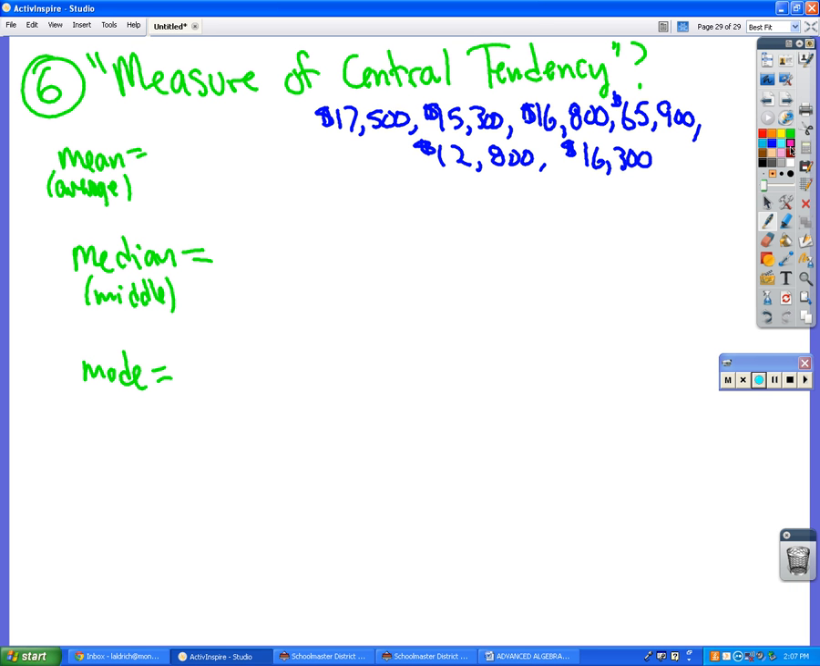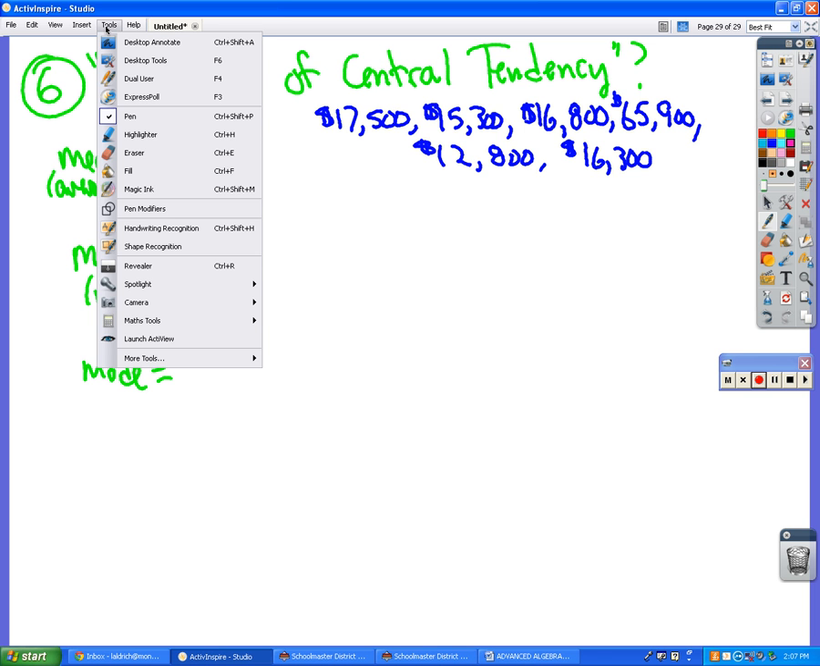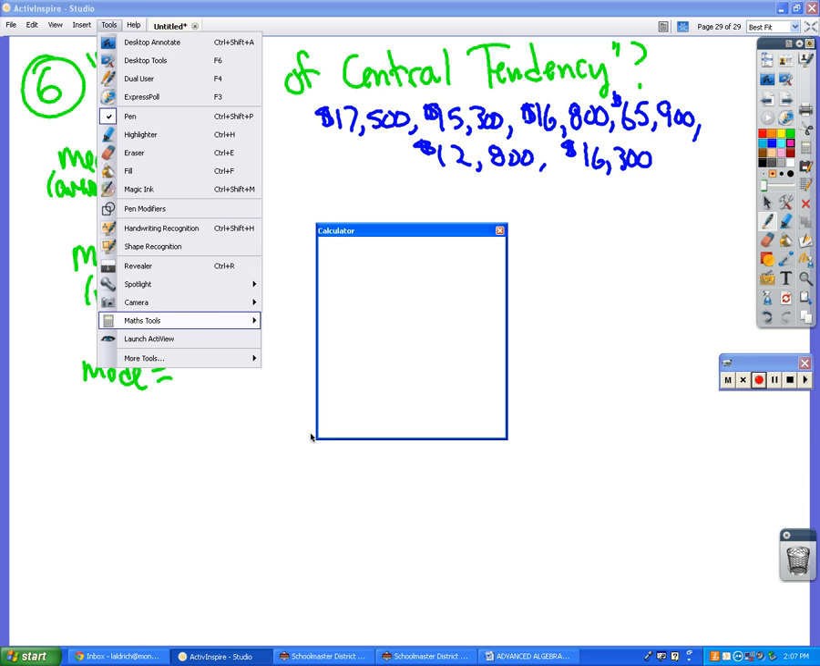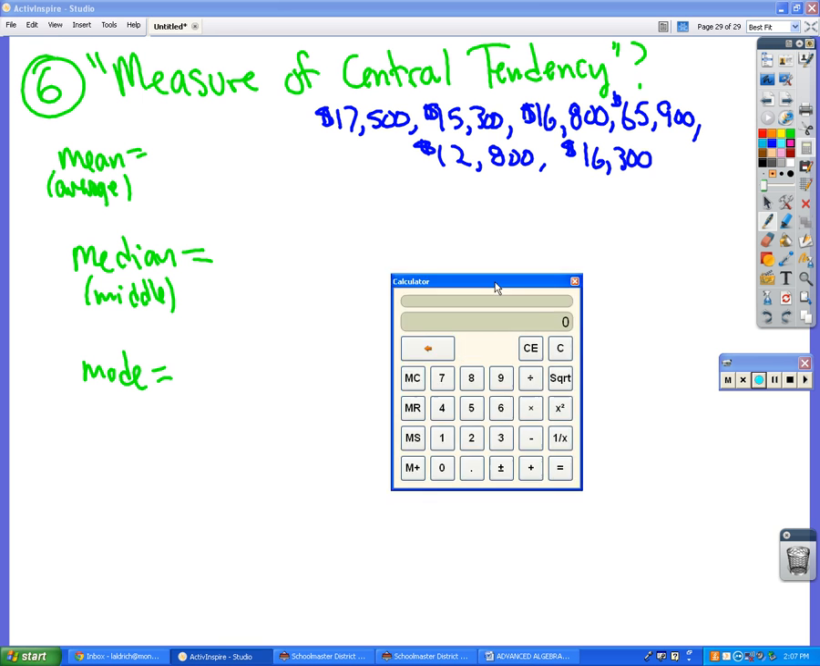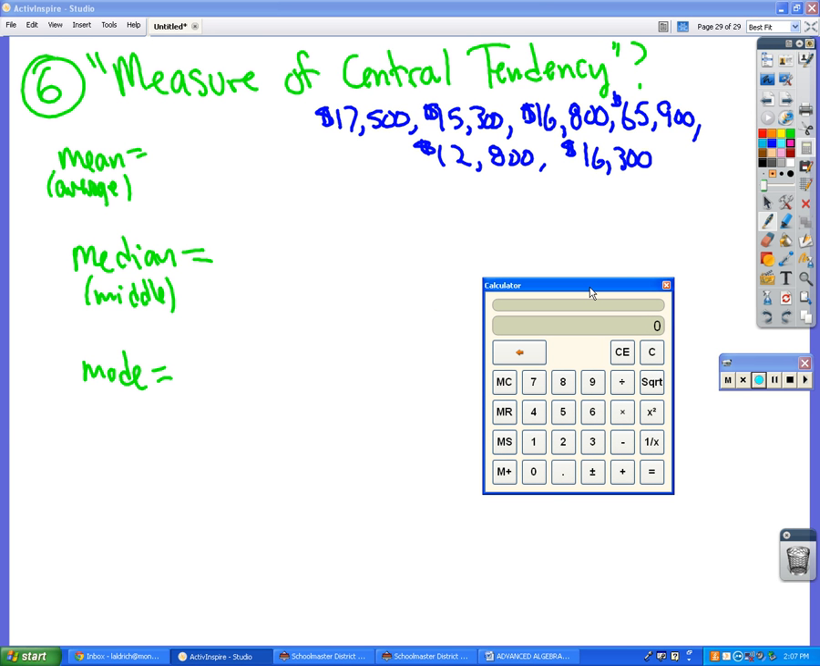Not what is it, how do I find it, Carlita? Add all the numbers up. Okay, slow down, going too fast. Hold on, wait. Just hold on, stop. Gosh, you're making me screw up. Okay, what now? Add all the numbers up. Okay, so we add all the numbers up.